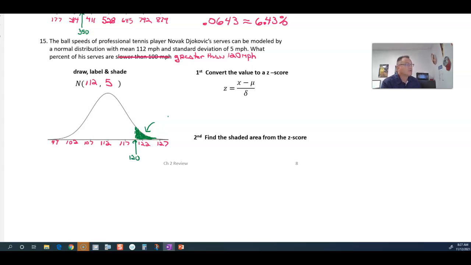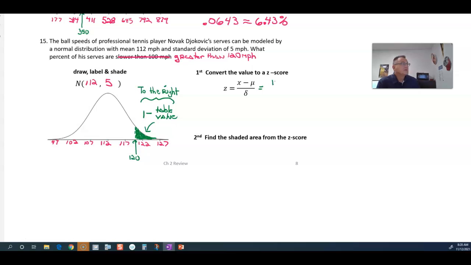All right, so remember, to get that, you got to subtract 1. You got to take whatever you get from your table and subtract it from 1, because it's to the right. Okay, so we're going to convert it and then find the number and subtract it from 1.